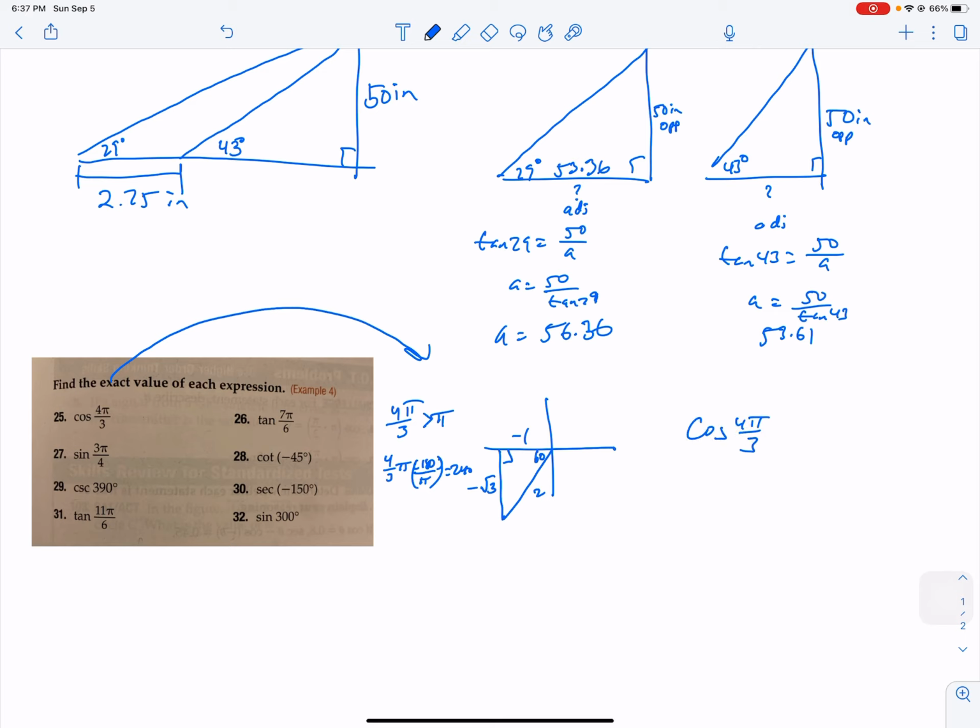So 4 pi over 3 is going to be... cosine is adjacent over hypotenuse. You should always verbally say it out or say it in your brain. So our adjacent here is -1 and our hypotenuse is 2.